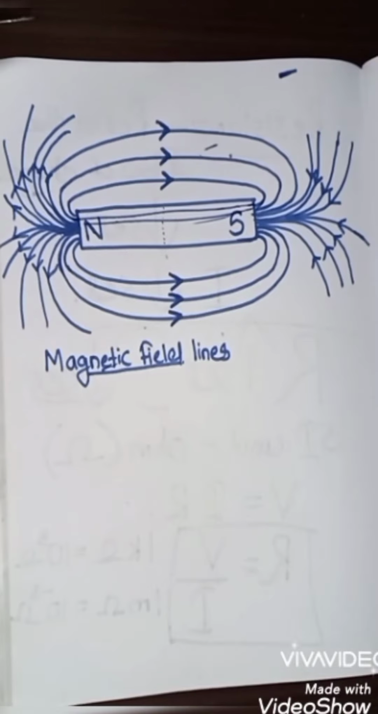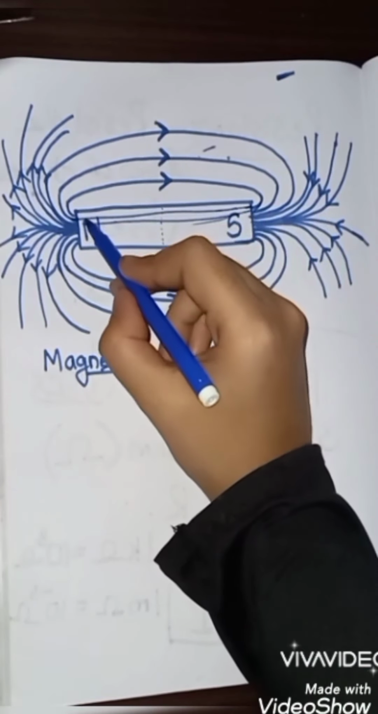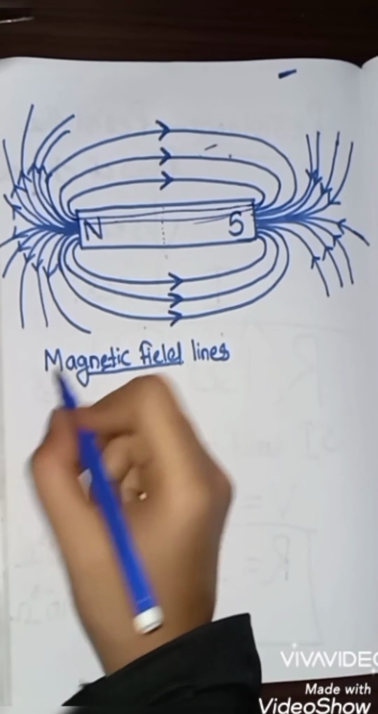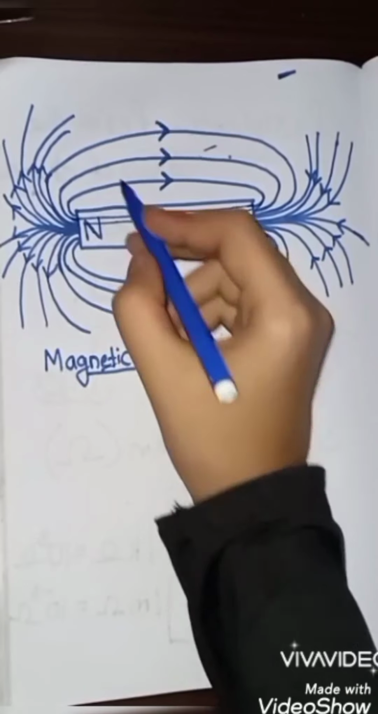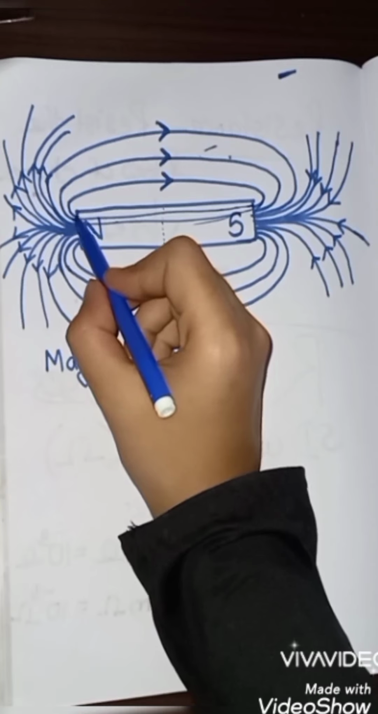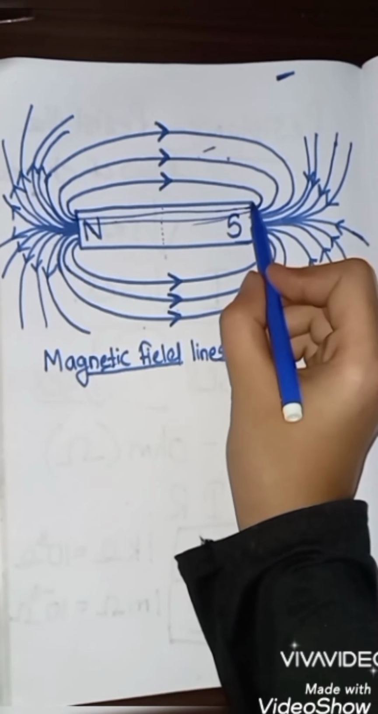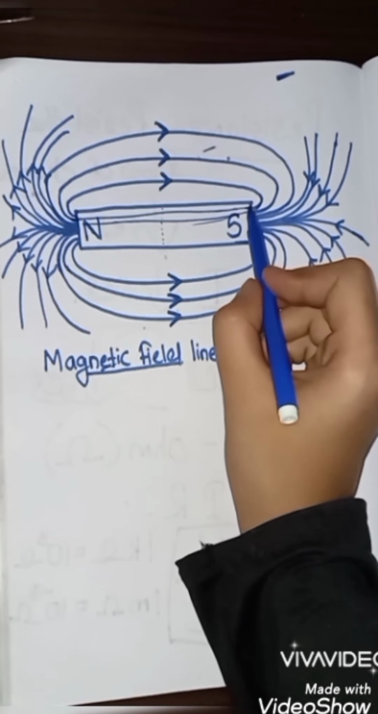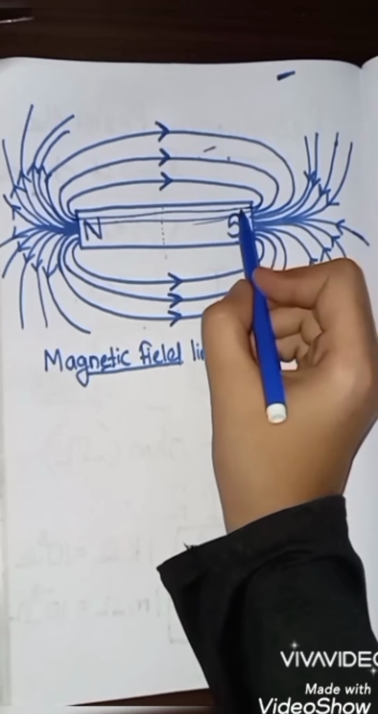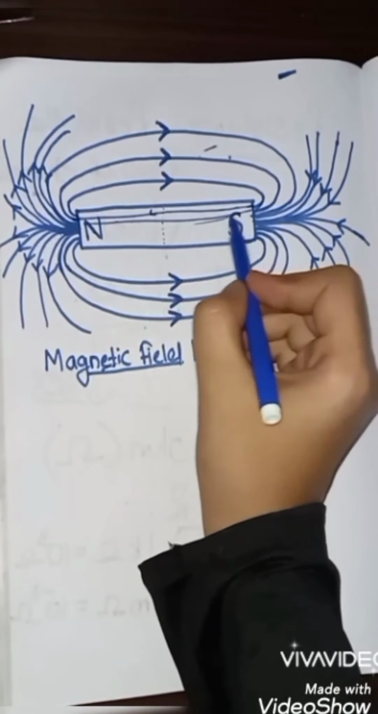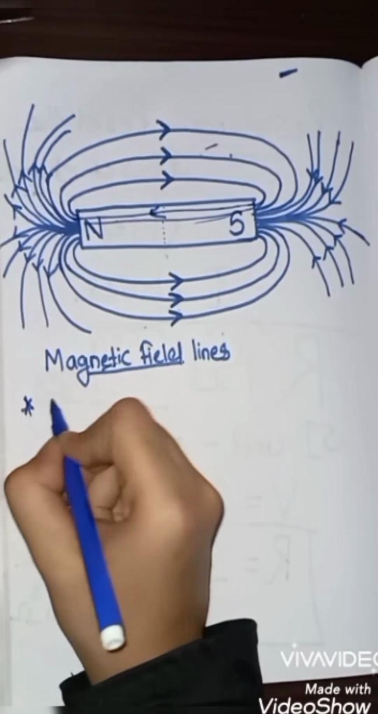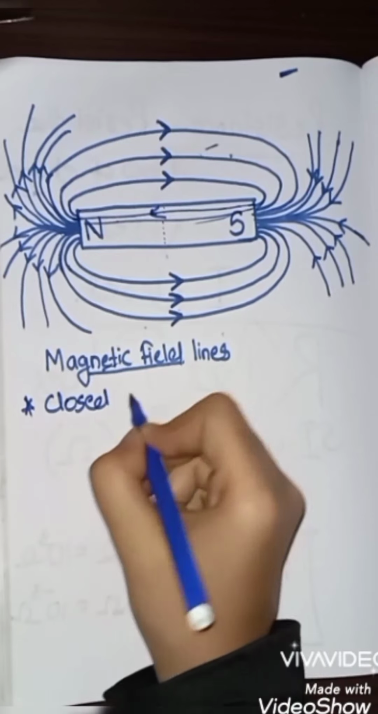Here the magnetic field lines form a closed curve. The first point is that magnetic field lines are closed curves. Outside the magnet, the magnetic field lines pass from north pole to south pole, and inside the magnet, they pass from south pole to north pole. So magnetic field lines are closed curves.